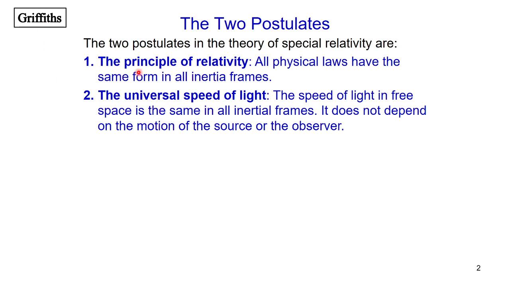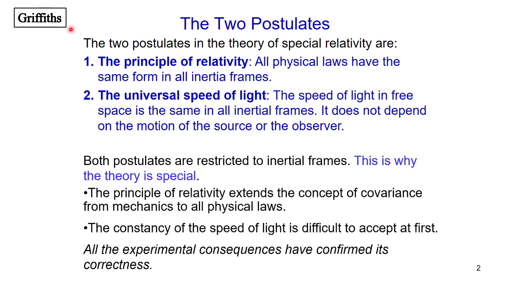Okay, these two postulates are Griffiths' postulates. So we have two postulates. Both postulates are restricted to inertial frames, Lorentz frames. That's why the theory is special. So we say it's a special theory of relativity.